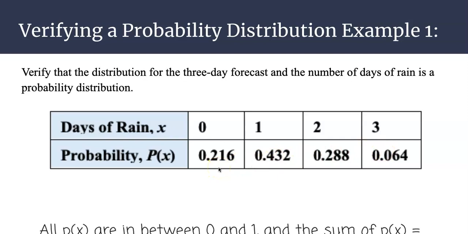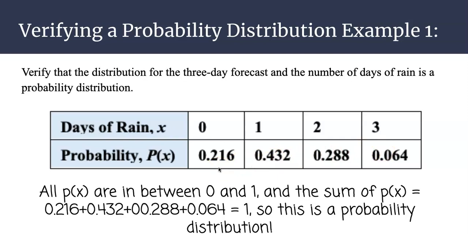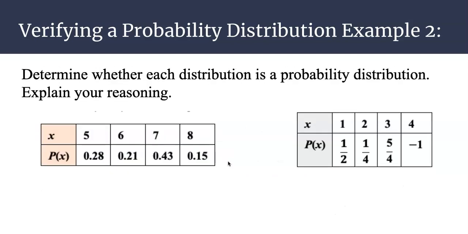If you do 0.216 plus 0.432 plus all those numbers added together, they will add up to 1. So that passed the second condition. But also notice all these probabilities are in between 0 and 1. Nothing is bigger than 1, nothing is smaller than 0. So this is a probability distribution. This one is a good one. All right, let's look at 2 more.